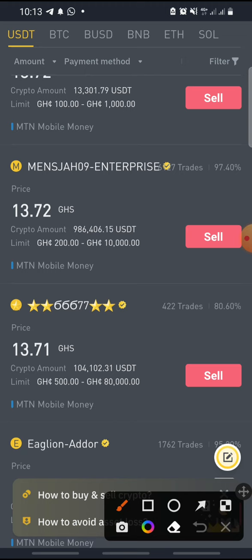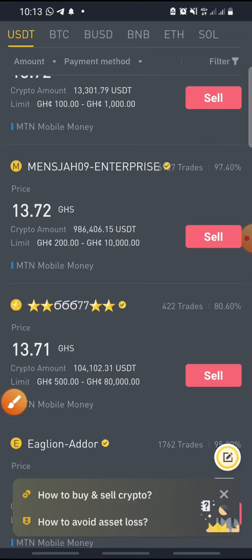Men's Jar 09 Enterprise, highly certified by Binance itself. He's taking $1 to be 13 Ghana cedi, 72 pesos, and he's taking something between 200 Ghana cedi to 10,000 Ghana cedi. Equally accept MTMO. Once I sell to him, I'm rest assured that I'm getting my money. Pardon the skirmishes. I haven't eaten this morning.